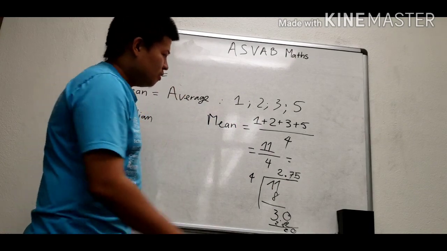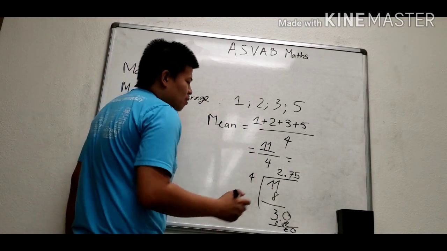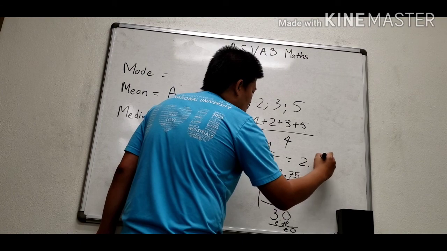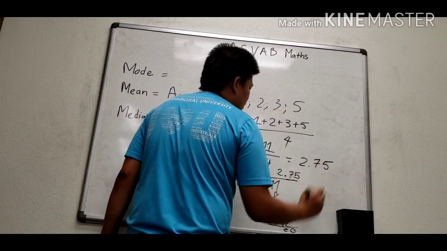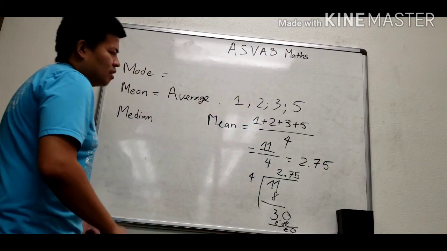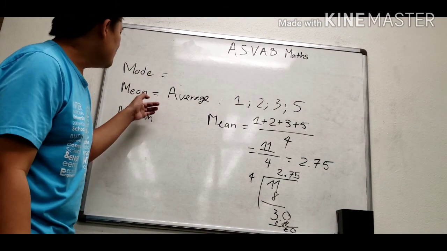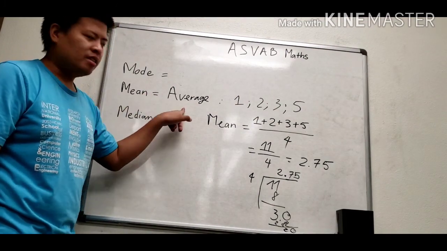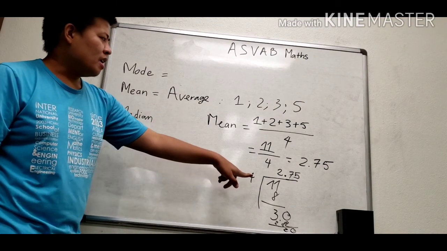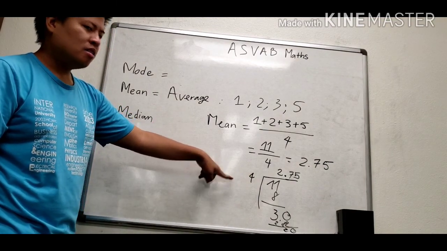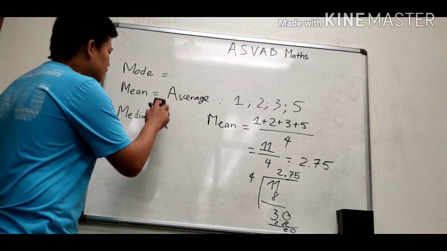So 11 divided by 4 gives about 2.75. This is the way we find the mean. If they ask for the mean, they are asking about the average, so we can use this formula to calculate it.